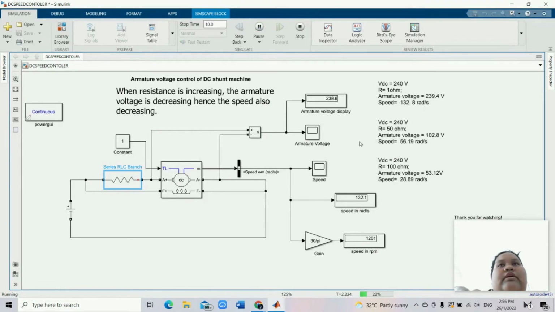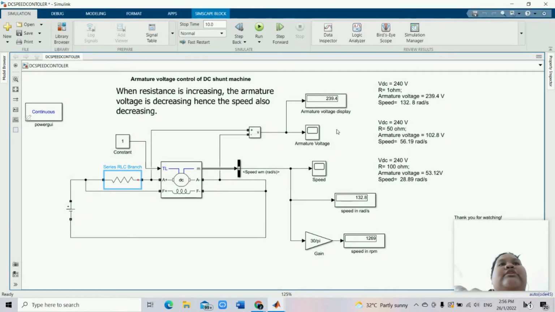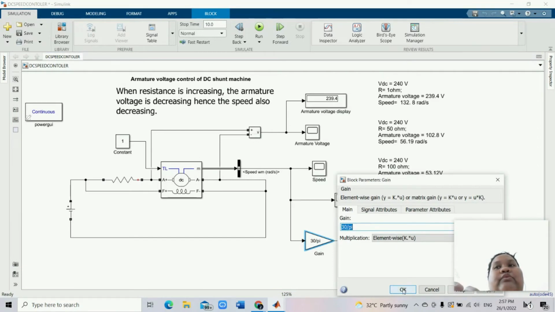As we can look here at the armature voltage display, the armature voltage when the resistance is 1 ohm is 239.4 volts, and the speed in rad per second is 132.8. Below the speed in radian per second is the speed in RPM, which I convert using a gain of 30 over pi to convert radian per second to RPM.